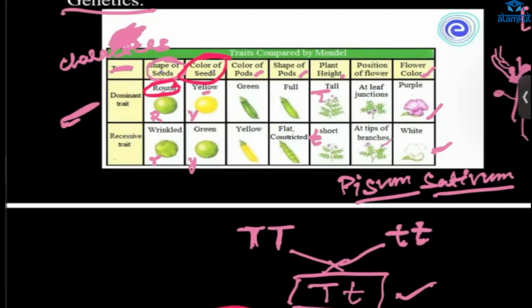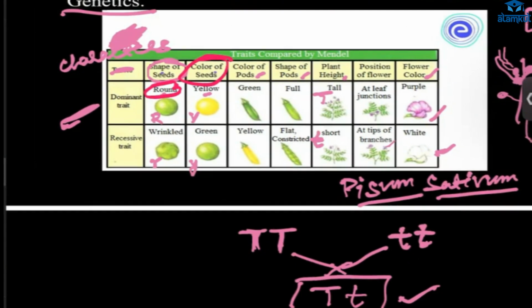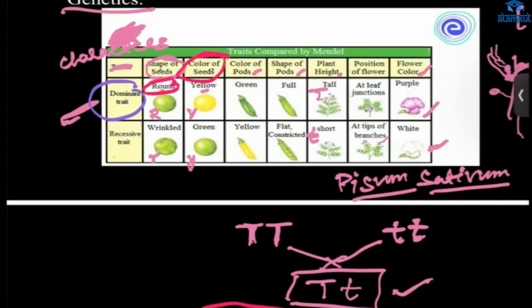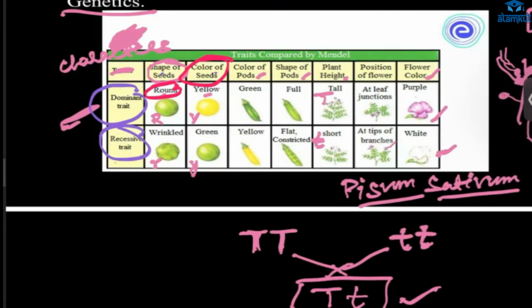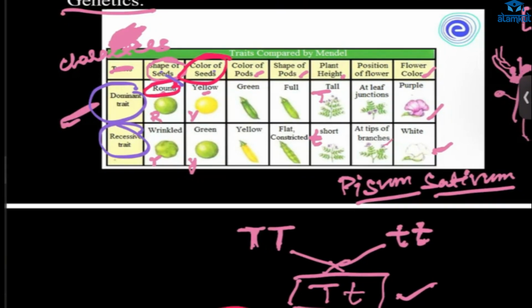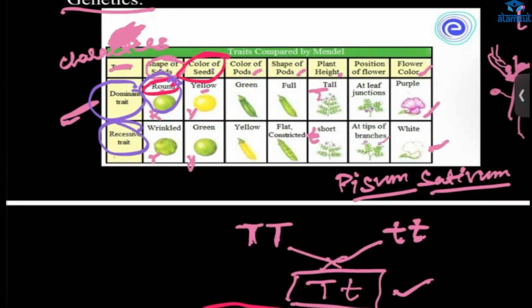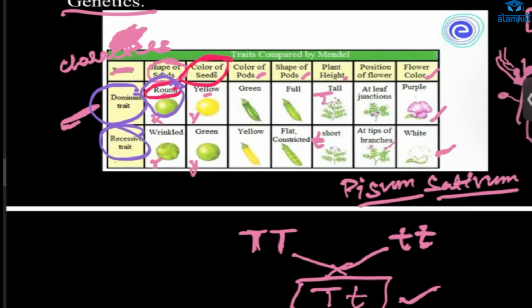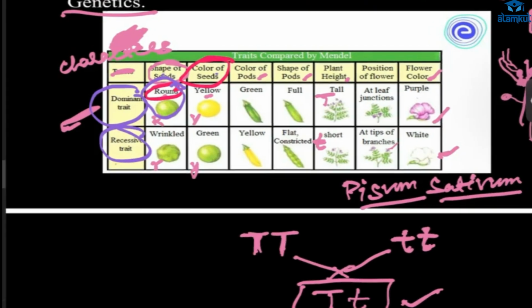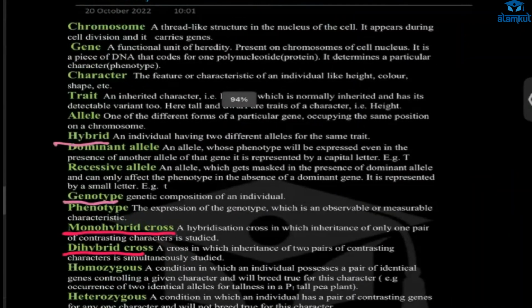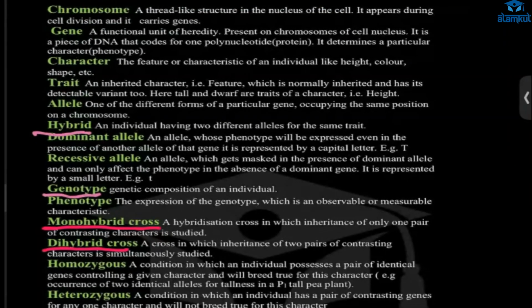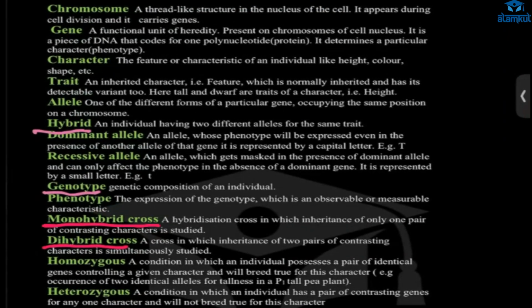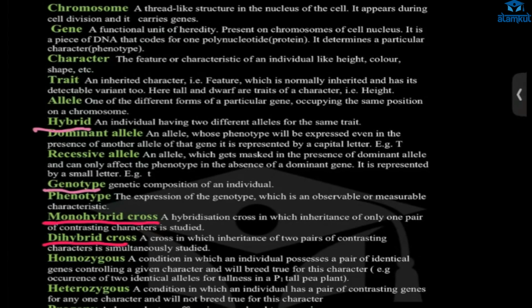So, these are all the characters, and these are all the traits. This you see, dominant trait. So, round here in the shape of seed, it is dominant, and recessive here is wrinkled. Likewise for everything here. You have to just remember this. Now, here there are important terms. What is chromosome? What is gene? What is character and what is trait?